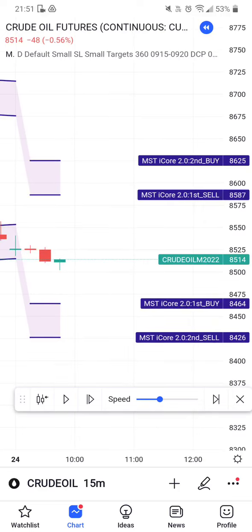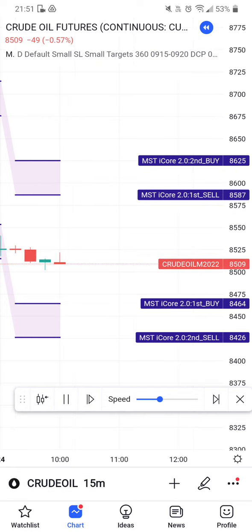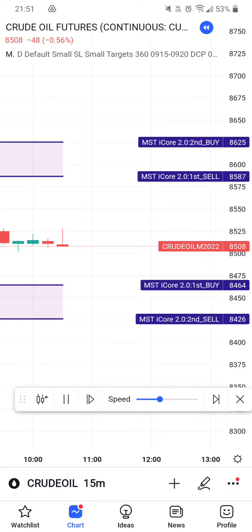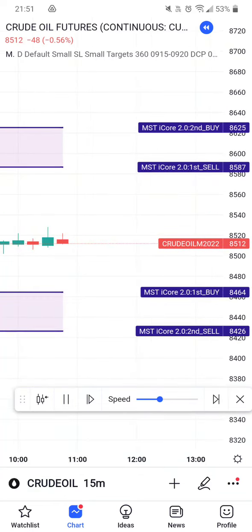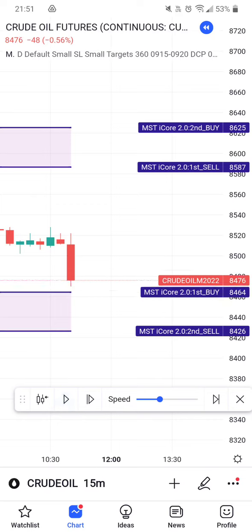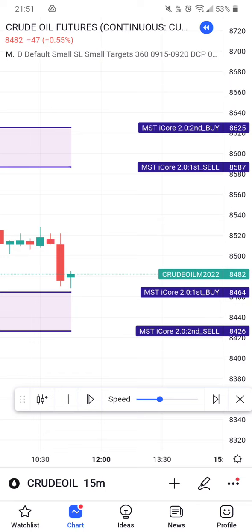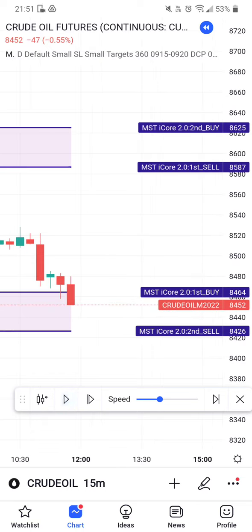Now the market has opened and four lines have been formed. Now let us see what happened in the day. I have enabled MSD iCore 2.0 only. The difference between 2.0 and 2.0 Premium is only one thing, that is the market type. Now it is nearing our entry, but it is not yet activated. Not yet activated. Now it is activated.